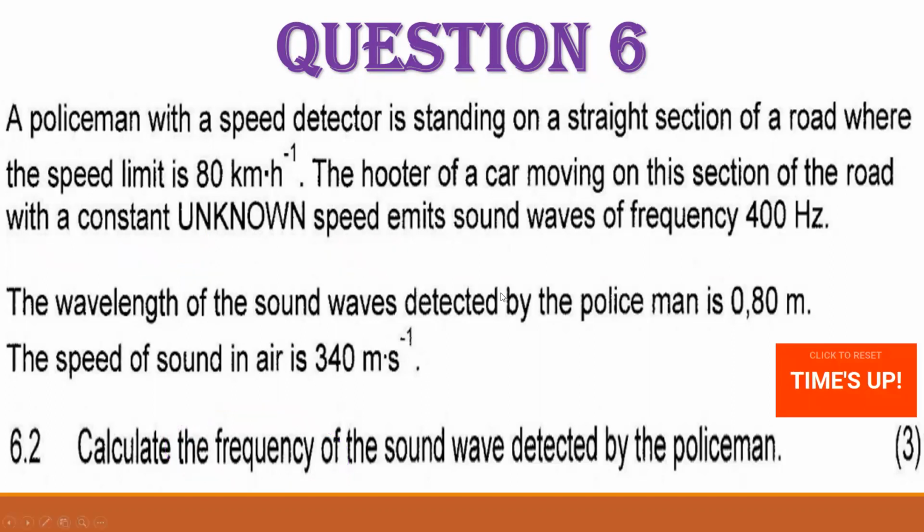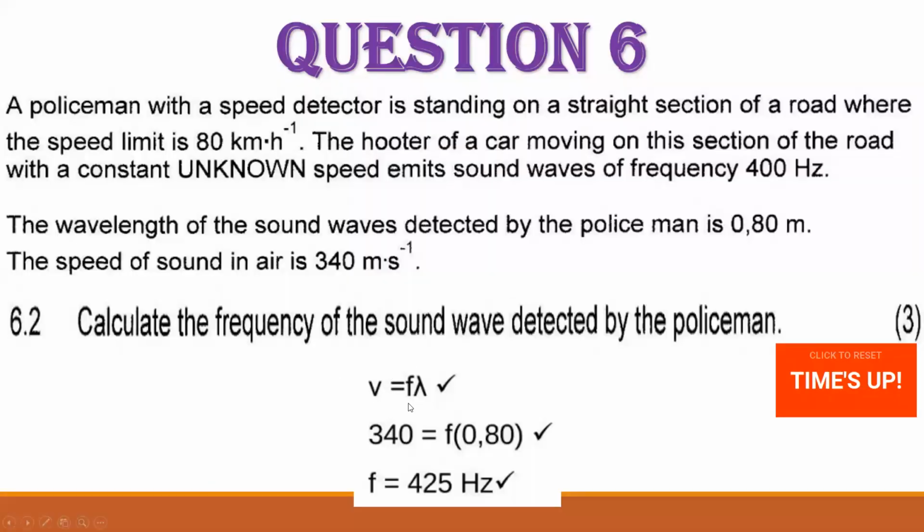Let's continue. We can calculate frequency by using this formula: v equals f times wavelength. So v is the speed of sound, 340. 340 equals f times 0.80, the wavelength is 0.80. Frequency is equal to 425. So this one is our f listener, detected by the policeman, because the policeman is getting a wavelength of 0.80 meters, so it means the frequency is 425.